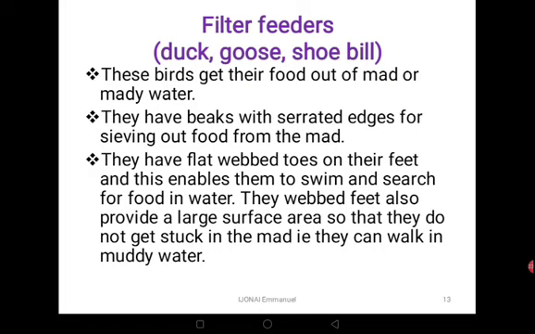They have flat webbed toes on their feet, and this enables them to swim and search for food in water. The webbed feet also provide a large surface area to walk on mud or muddy water. So you have probably seen the ducks swimming. They swim like boats. They move around water because they have webbed feet, and that enables them to increase surface area to either walk on mud or even swim. You remember that pressure decreases with increase in surface area, so that's exactly what they employ here. Well, those are filter feeders.